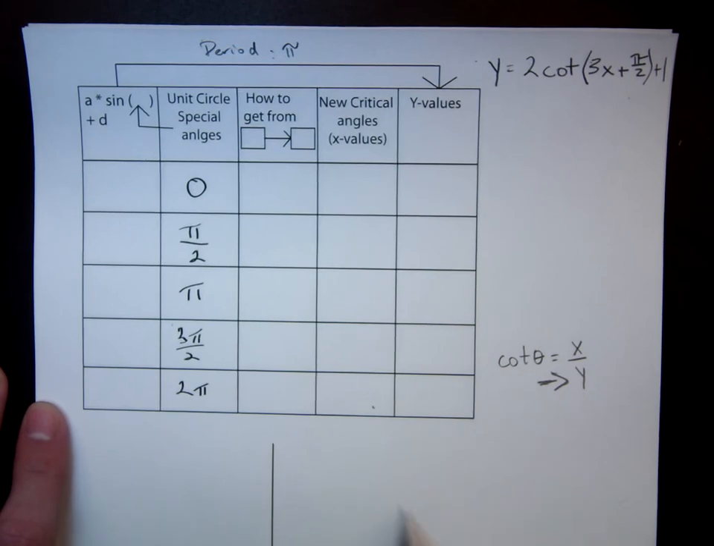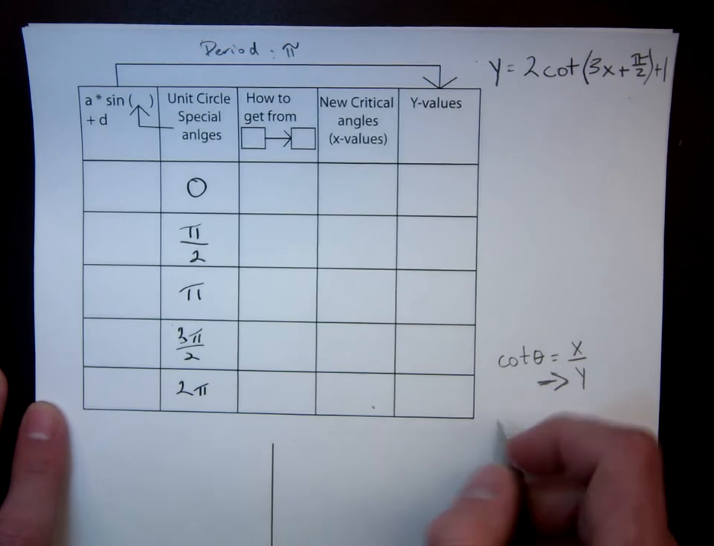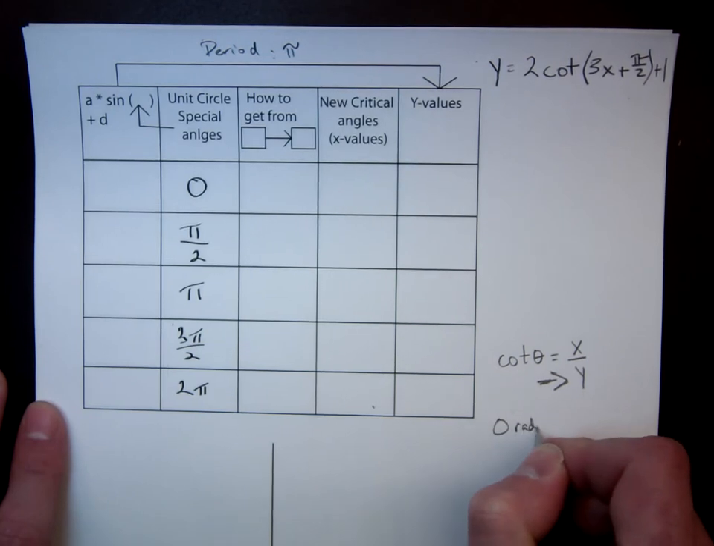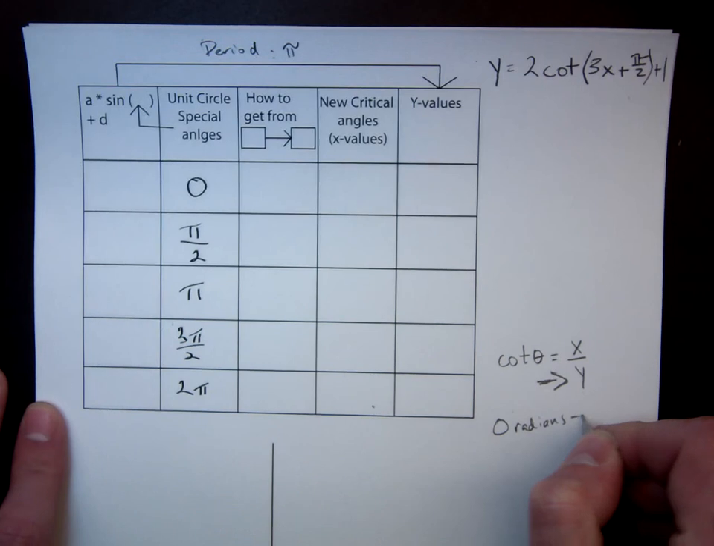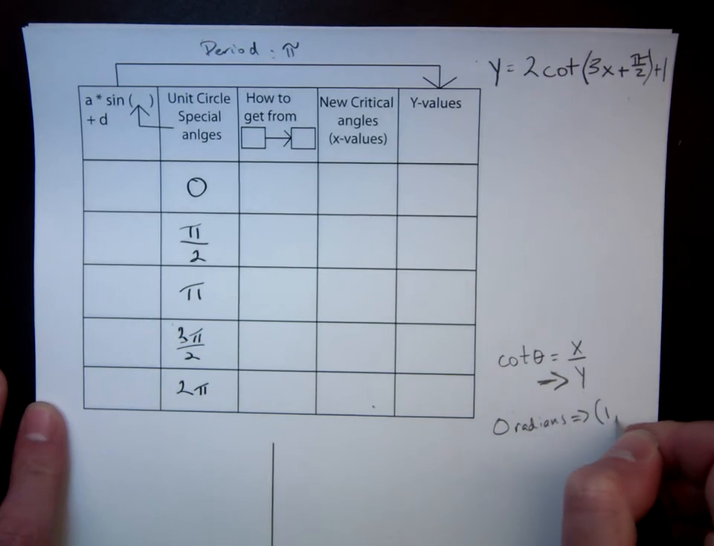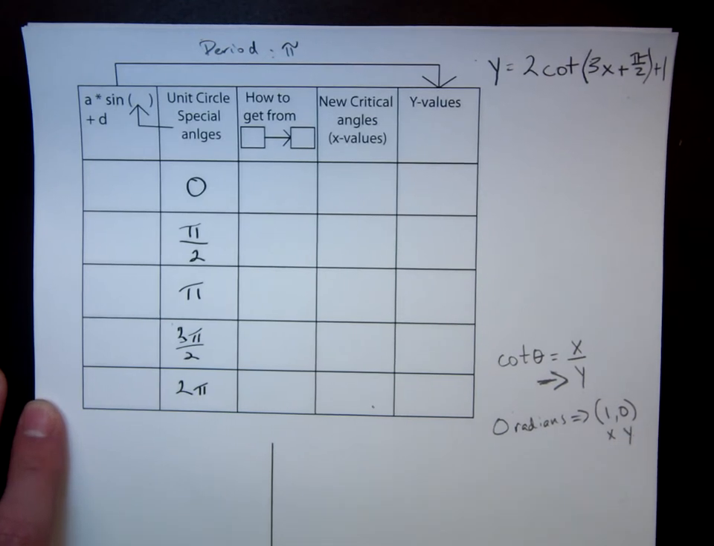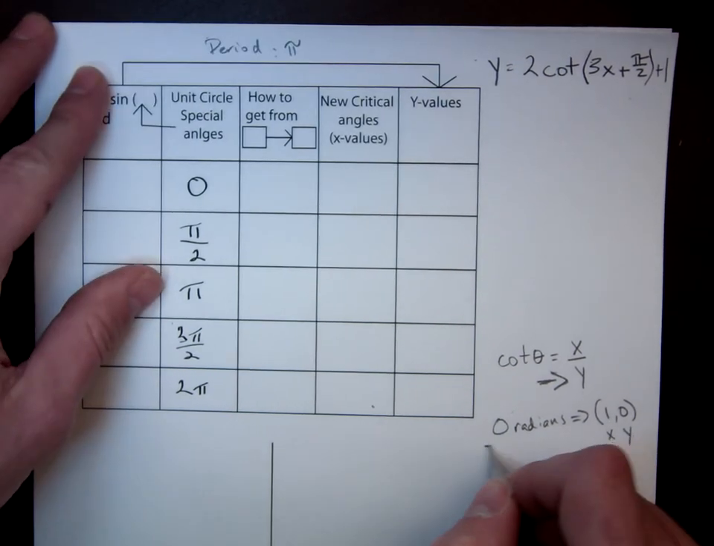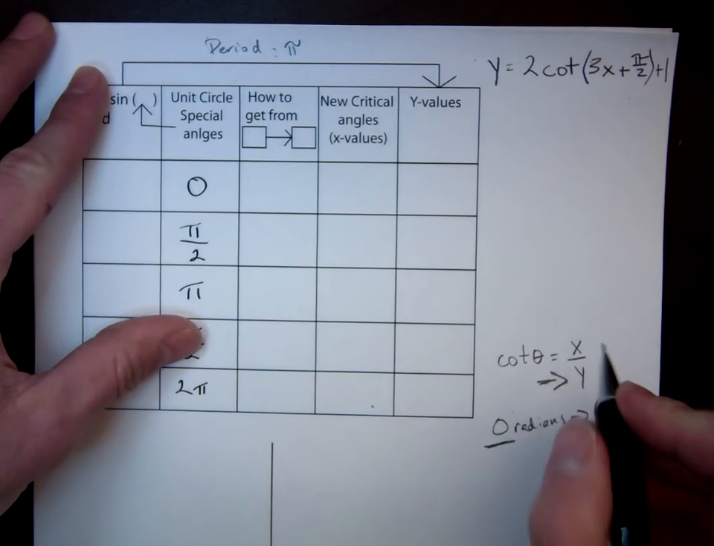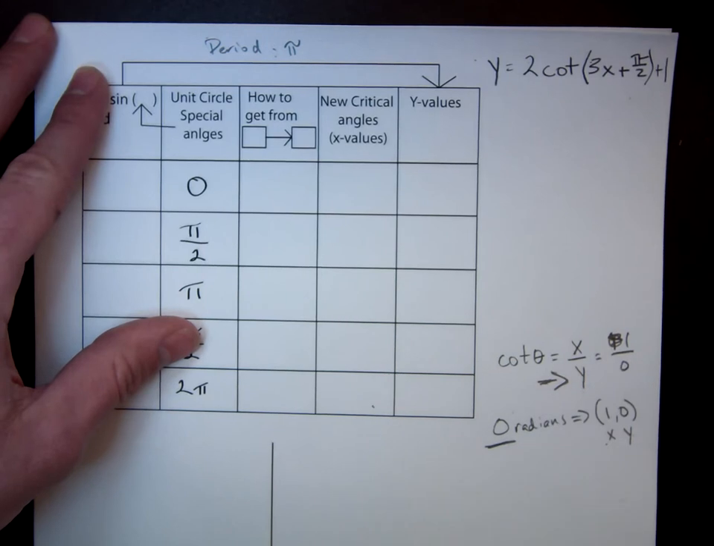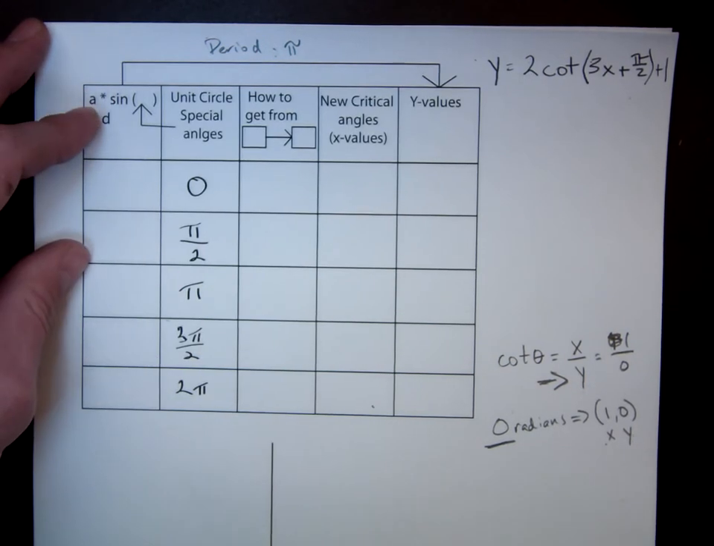Now, if you go around the unit circle, you should see immediately that at 0 radians, or right at the start, we are at the point (1, 0). Meaning that x is equal to 1 and y is equal to 0. Well, that means that we're going to want to start at 0 radians, since we know that cotangent will be equal to 1 over 0 at 0 radians.